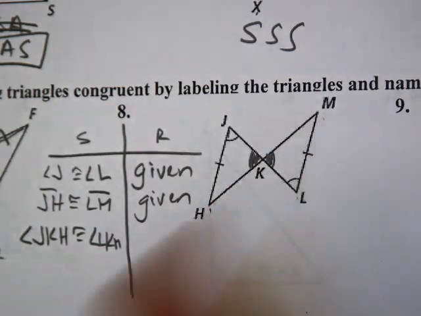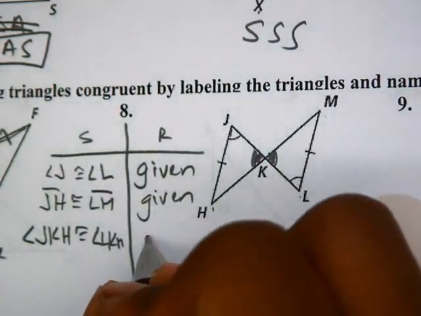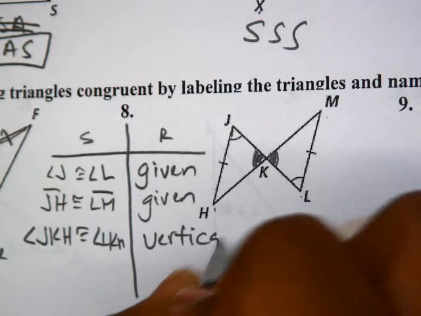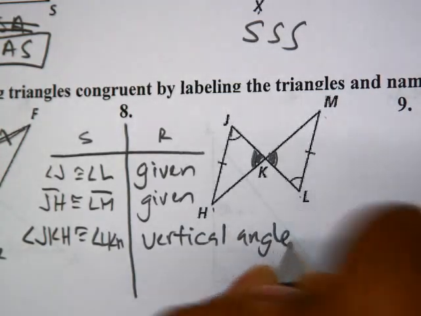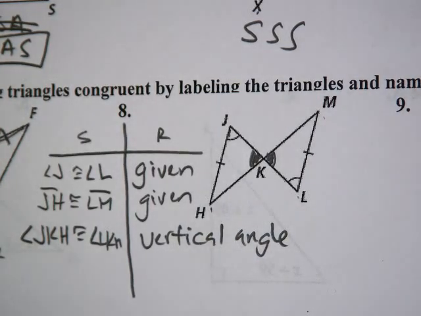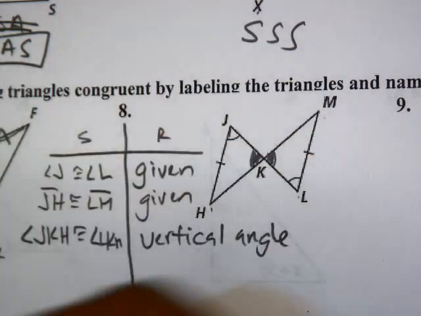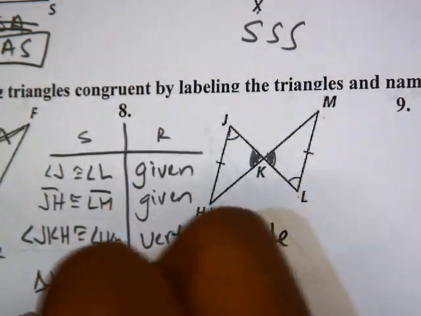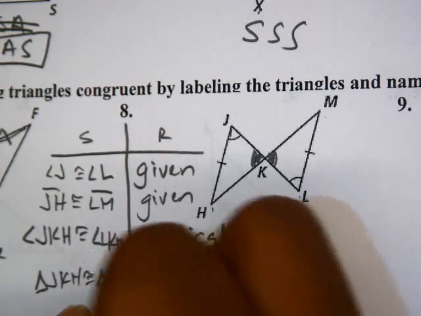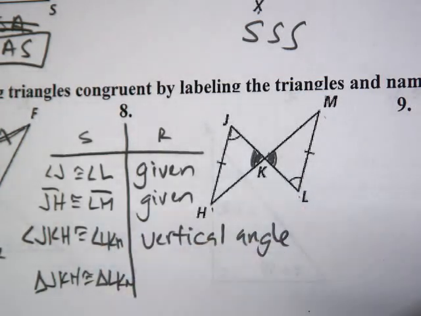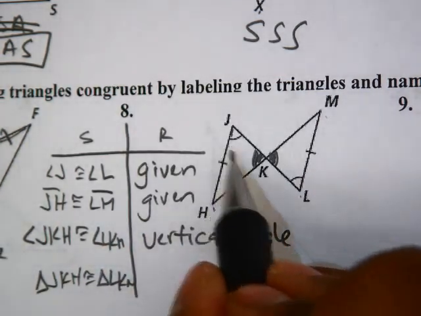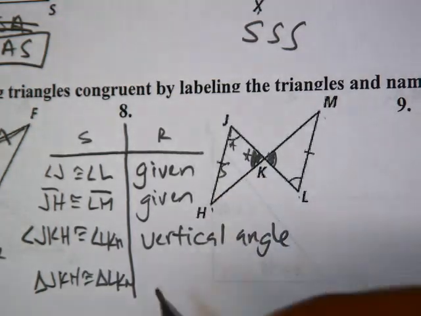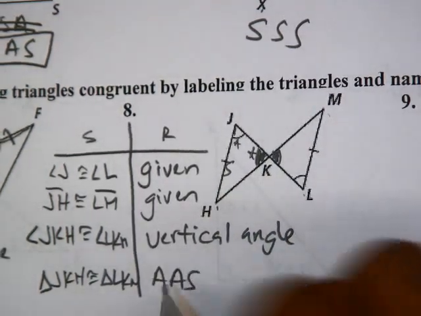I know those are equal because they are vertical angles. So I can go with the definition of vertical angles, or just vertical angles is good enough. Vertical angles are always congruent, no matter what the case. And then now I have 3 things. My triangles are congruent. JKH, LKM. And this is angle, this is an angle, that's an angle, that's a side. This is angle, angle, side.